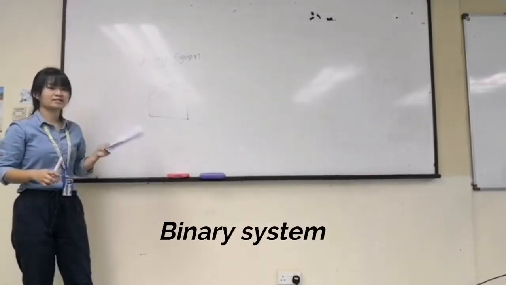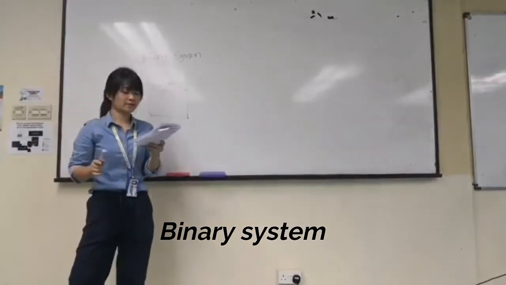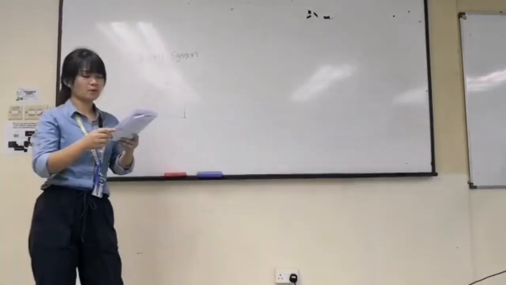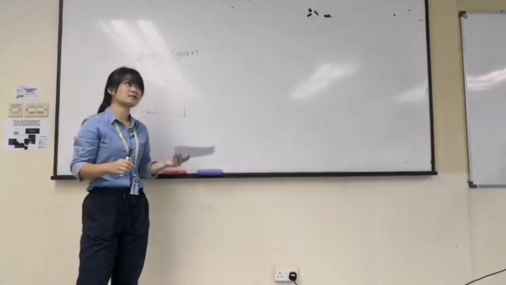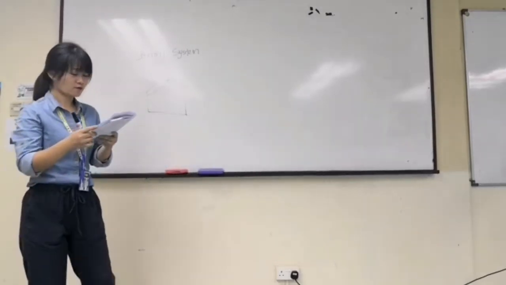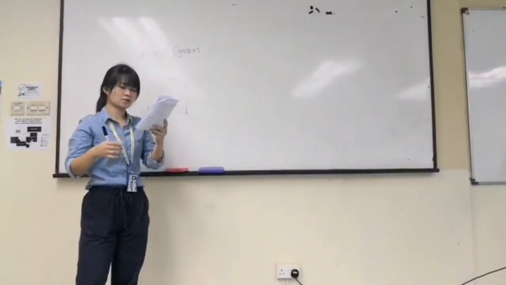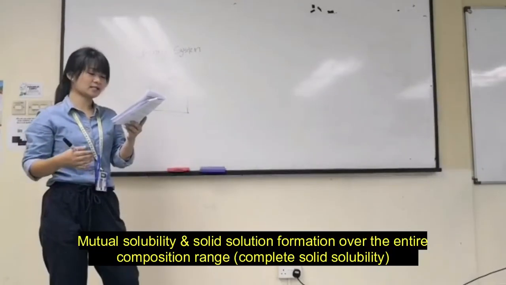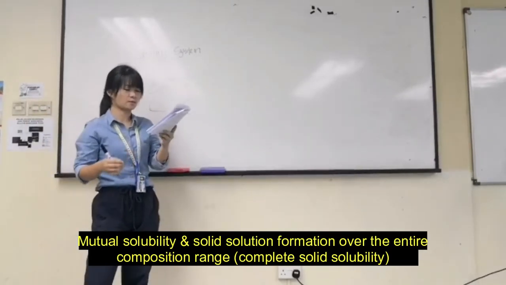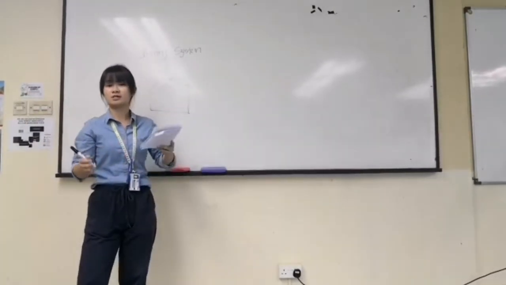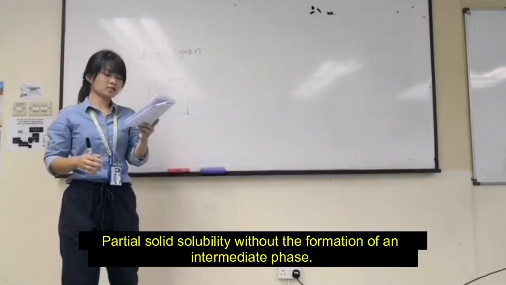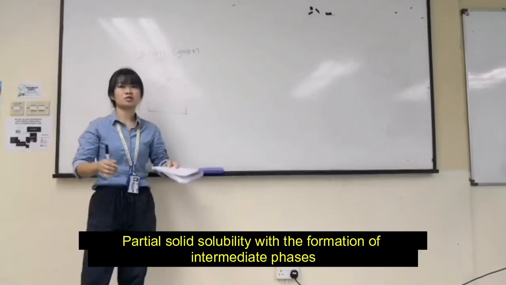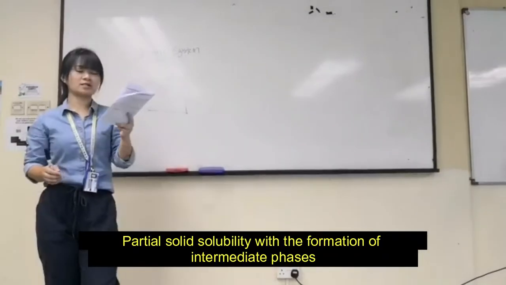For a binary system, it consists of 2 components and is influenced by 3 variables: temperature, pressure and composition. Most ceramic binaries exhibit partial solubility. When 2 components are mixed together and allowed to equilibrate, 3 outcomes are possible. First is mutual solubility and solid solution formation over the entire composition range, known as complete solid solubility. Second is partial solid solubility without the formation of an intermediate phase. The last is partial solid solubility with the formation of an intermediate phase.